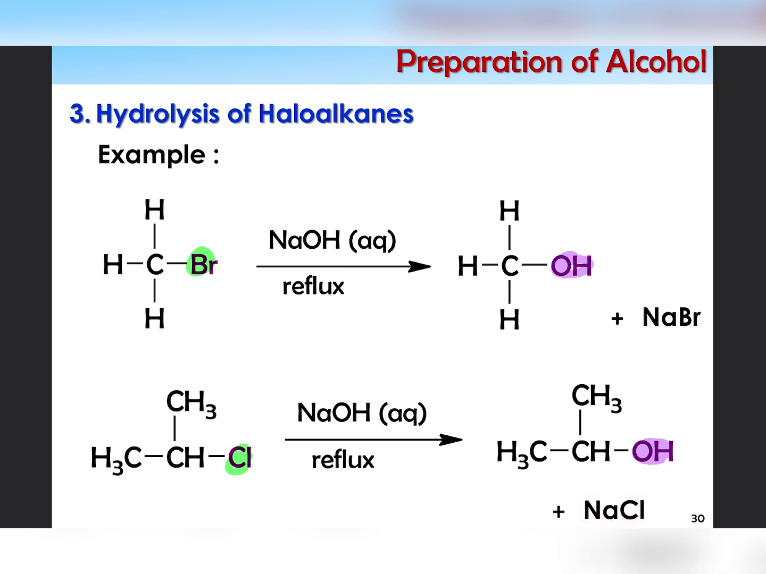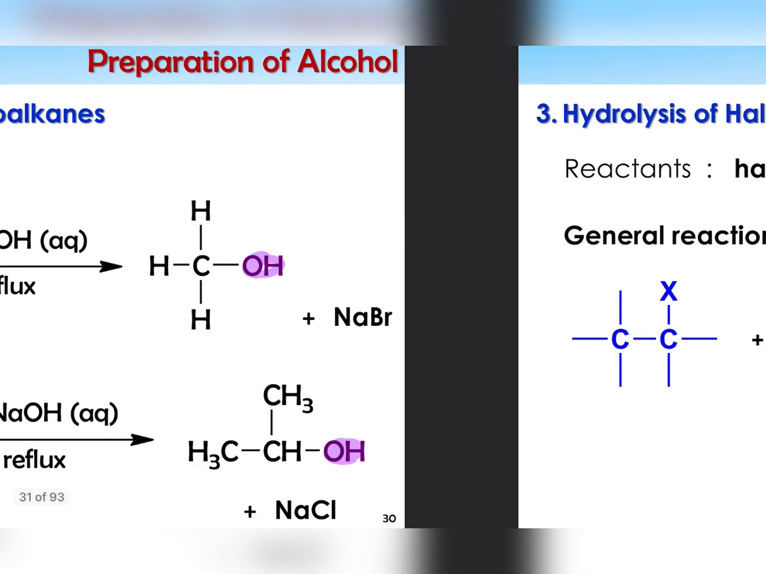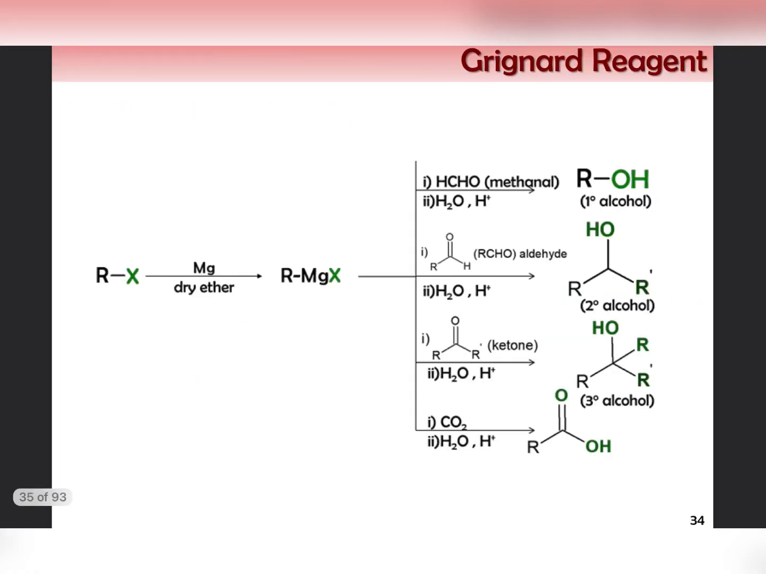Okay, so just recap balik apa yang kita dah belajar in previous chapter. So ini yang kamu belajar in Grignard reagent, topik haloalkane the other day, dan dalam session Google Meet. Okay, so if you have haloalkane react with magnesium in the presence of dry ether and anhydrous ether, you will form Grignard reagent.